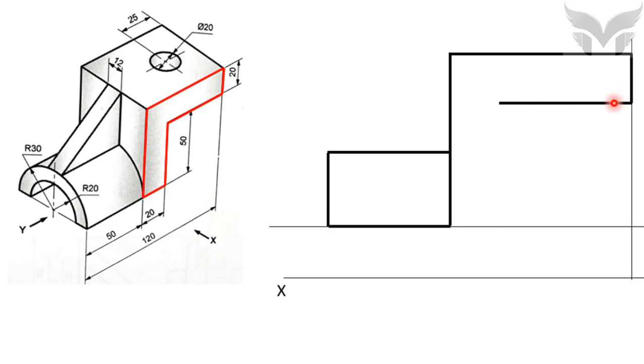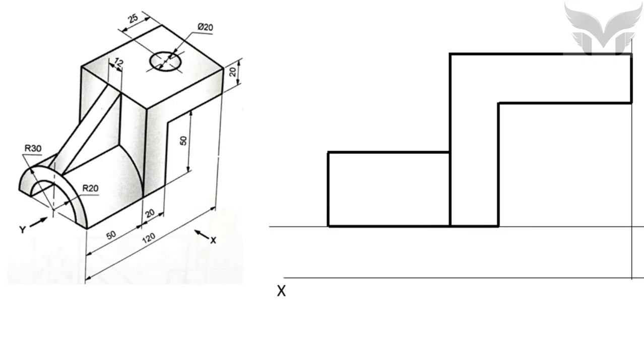To show this, draw a horizontal line of length 50 mm here. Then we can see this vertical edge of length 50 mm. Here we can show it by drawing a vertical line, and in the end this bottom edge of length 20 mm. Let's show it with this horizontal line, and done.